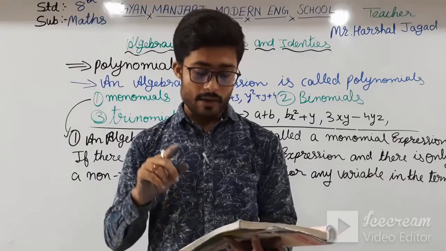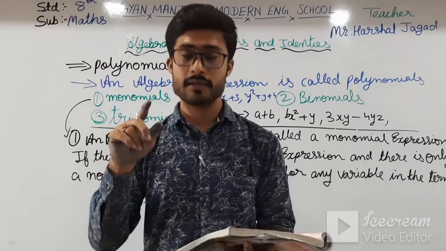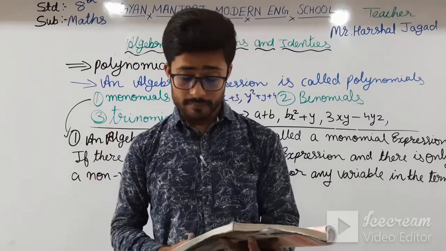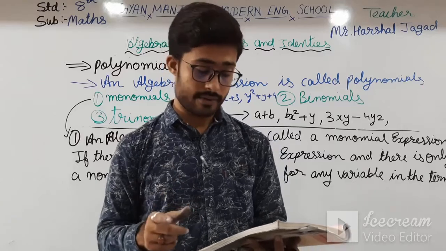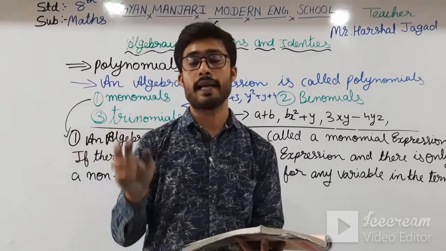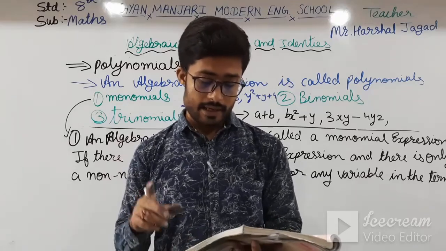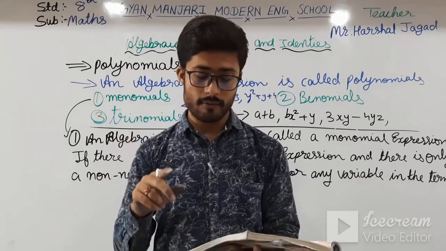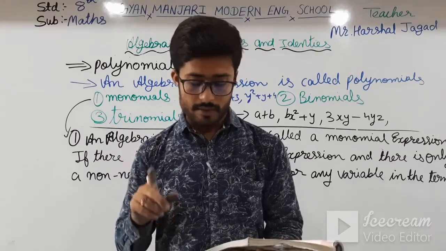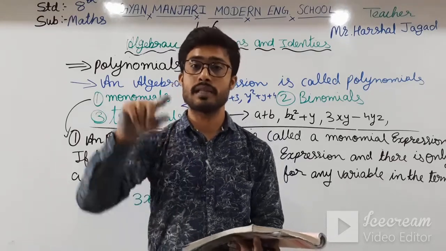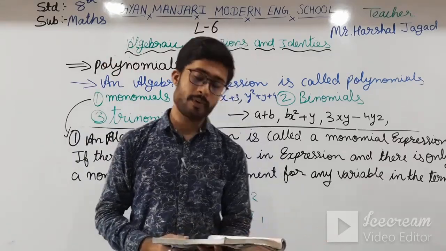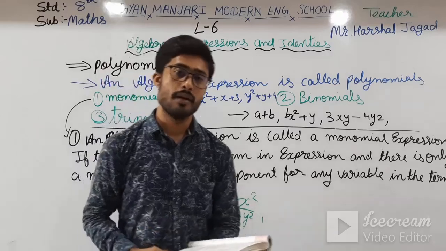Next, I, 2 by 3 x cube minus y cube. So I is a binomial. Why is it a binomial? Because both have non-negative integer powers. And J, last, x plus y inverse whole square plus 1. It is not a trinomial because its power has a negative sign. Okay students, so here we have completed example number 1.